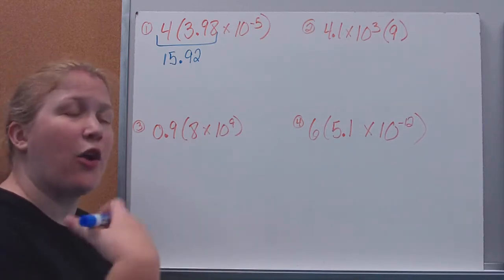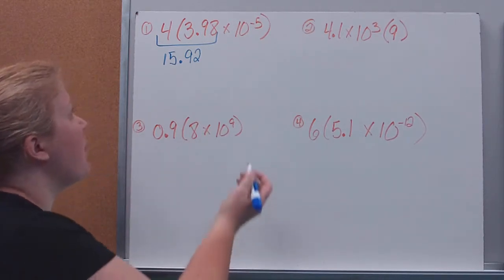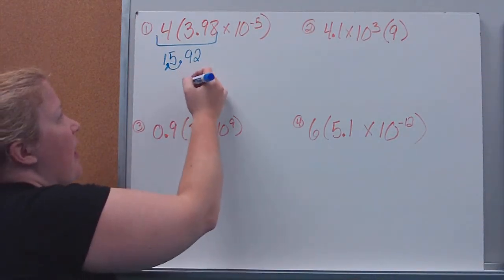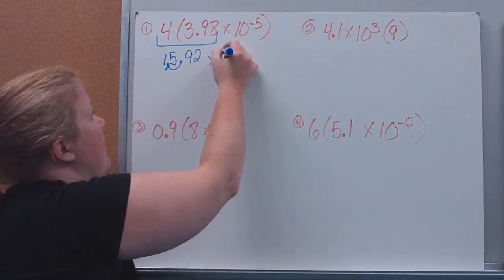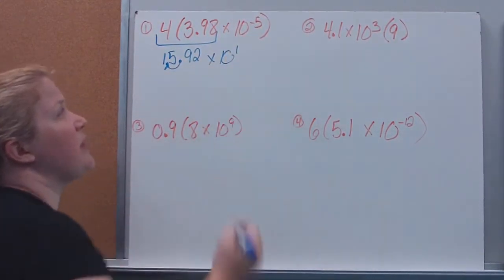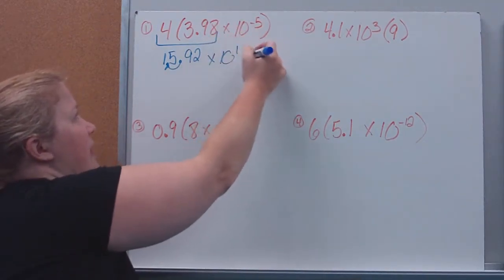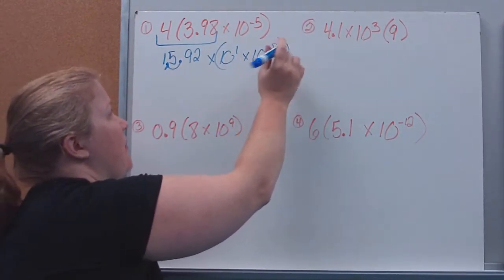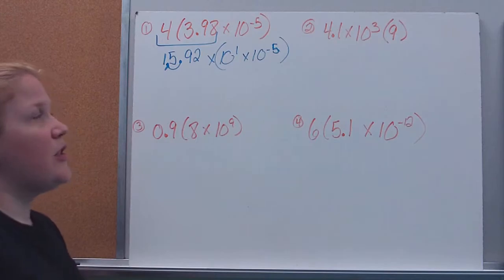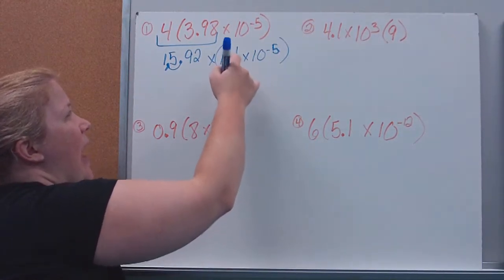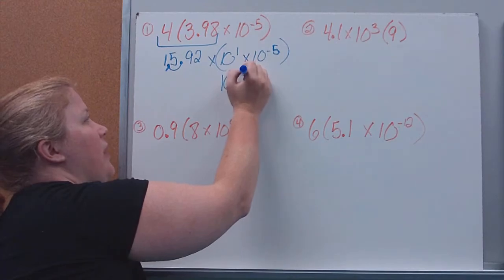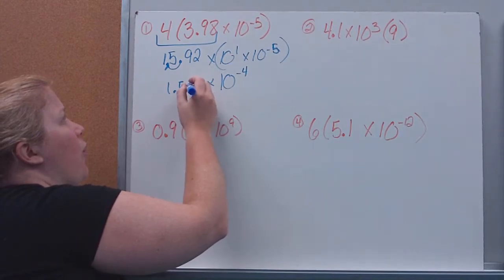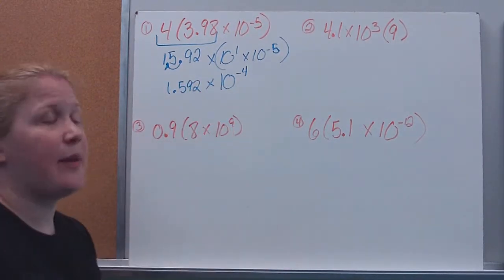Again, if you're confused with that, go back and rewatch that first video before this. Well, if I move my decimal over 1 place, then I have a number between 1 and 10, and that means I've moved it 1 place, so 10 to the first. Now I'm going to multiply my 10 to the first by my 10 to the fifth, which was in my original problem. So I have the same base, and I add my exponents. -5 plus 1 gives me -4. And I'm going to keep the number that I've changed, 1.592 times 10 to the -4.